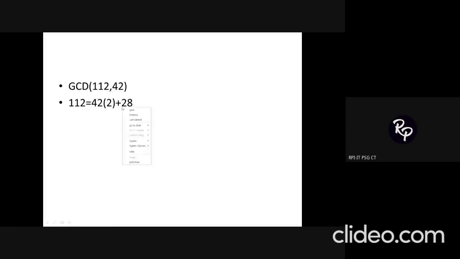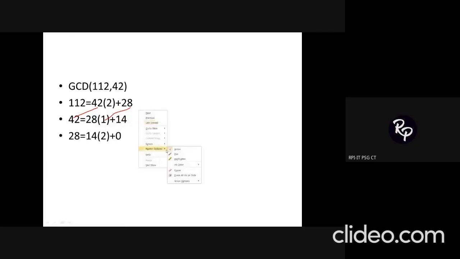So obviously the next step is this 42 you need to represent in terms of this remainder. So 42 should come here. 42 I need to represent in terms of 28. So that is what we have done over here. 42 in terms of 28 we have represented. So next, this 28 should be represented in terms of 14. So 28 is getting represented in terms of 14. So 28 comes here and 14 comes here.